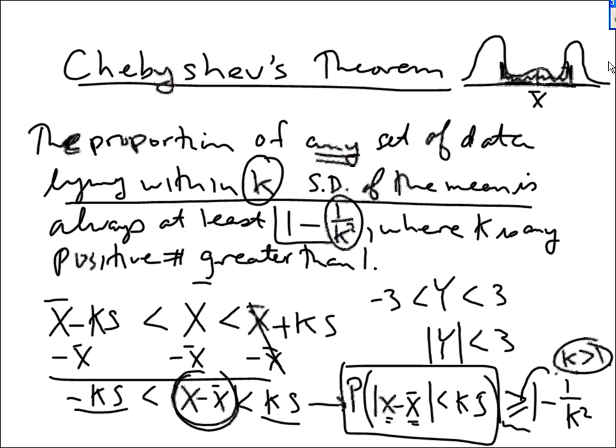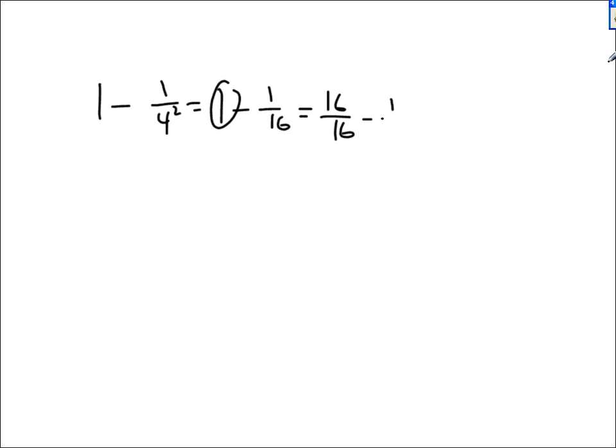Right. It's 1 minus 1 over k squared. You get at least that proportion. You get 9 out of 10. And k is only good for 2 or 3. I mean, if k is 4, you get 1 minus 1 over 4 squared, which is 1 minus a sixteenth. Think of this 1 as 16 over 16, and you take away 1 over 16, you have 15 over 16. That's more than 90%.